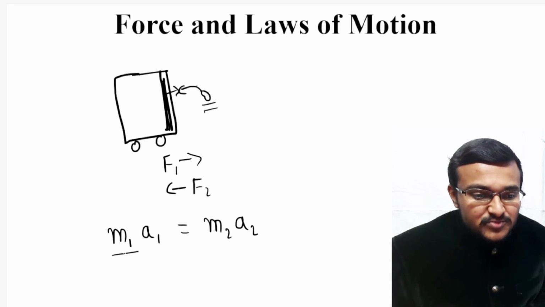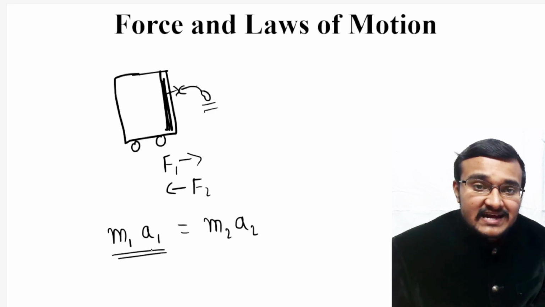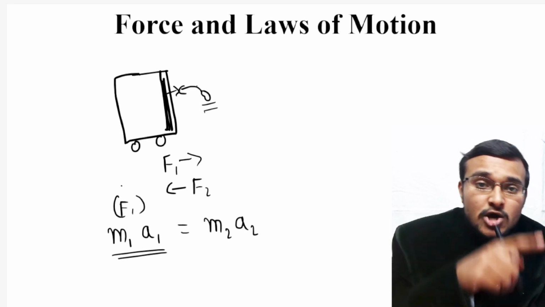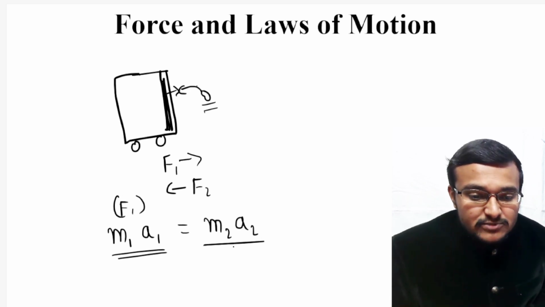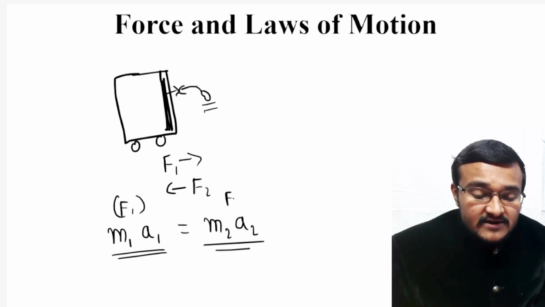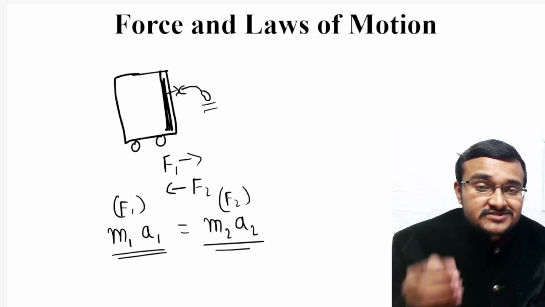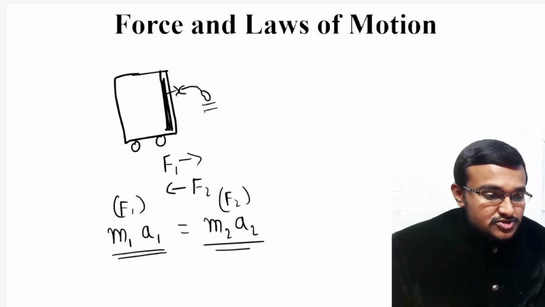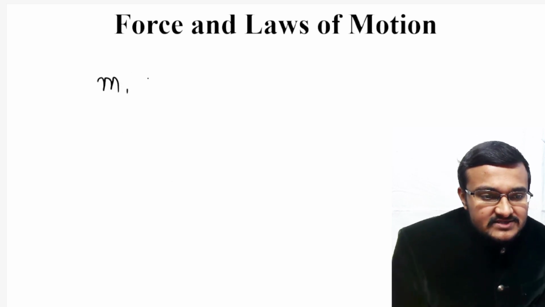So here, this particular mass m1 and acceleration a1 gives the force F1, that is the force applied by the windshield onto the insect, and this m2 into a2 acceleration gives the force F2. This F2 is the force applied by the insect onto the windshield. So now here m1 a1 is equal to m2 a2.